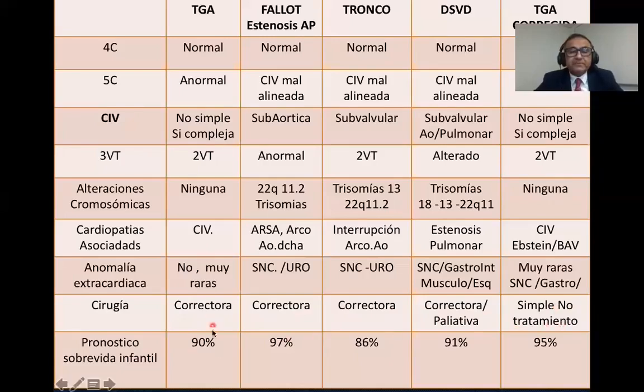Transposition of the great arteries has a good prognosis, with survival above 90%. The prognosis for Tetralogy of Fallot is 97%. Truncus Arteriosus decreases to 86%. Double outlet right ventricle fluctuates around 90%. And simple congenitally corrected transposition of the great arteries has a good prognosis of 95%.